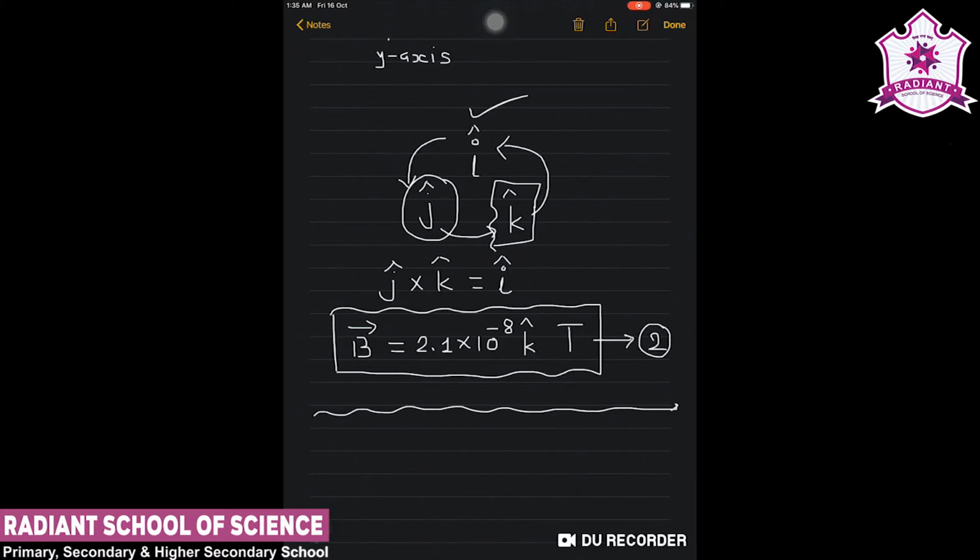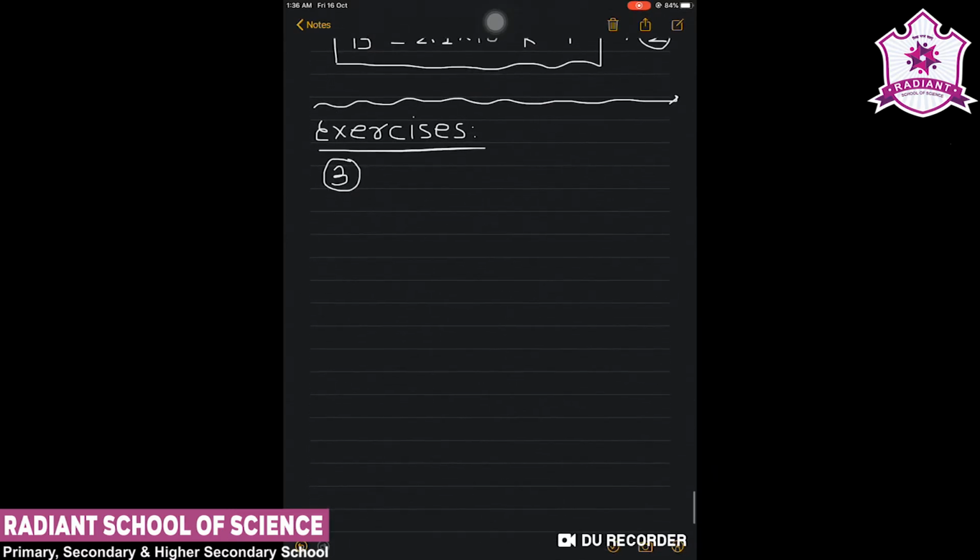Now we will go with the next example, that is exercise example number 3. Here we go with the exercise, and in the exercise we go with example number 3. Actually the first two examples are now out of syllabus for this year. Now we will see what example number 3 is.